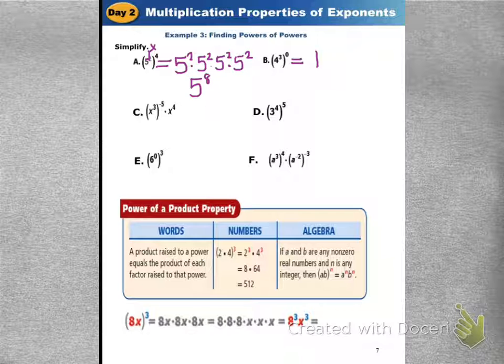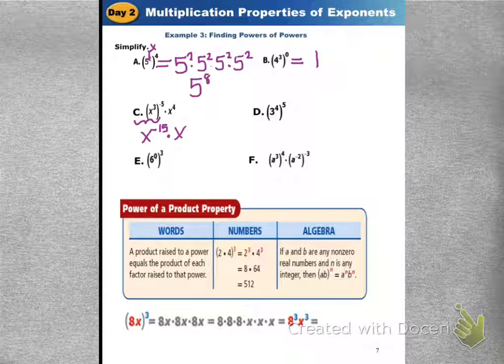Okay. Now example C, that's a little trickier, because now we have an x being raised to the 3rd, and that's being raised to the negative 5th power. And then we have another base of x that's being raised to the 4th. So my suggestion here would be to simplify this piece first. So this makes this x to the negative 15th power.